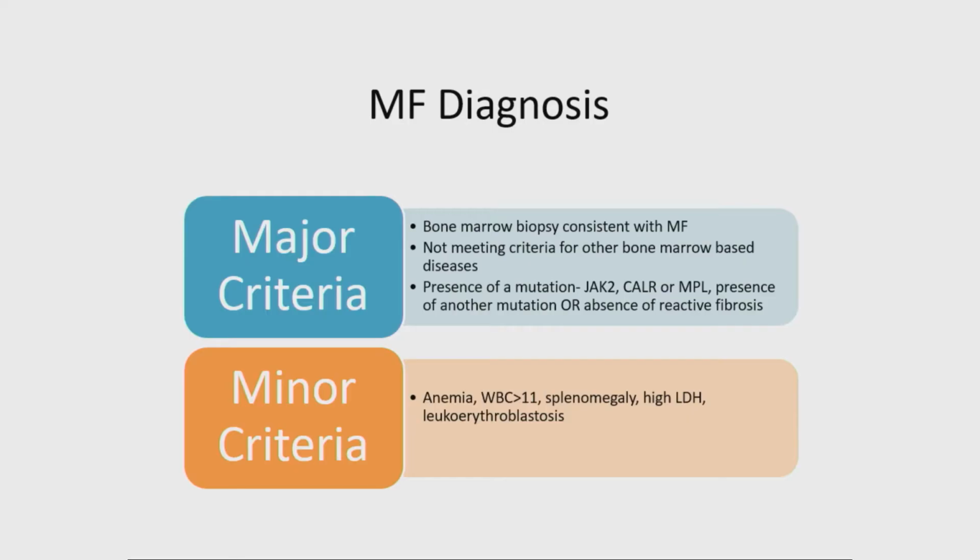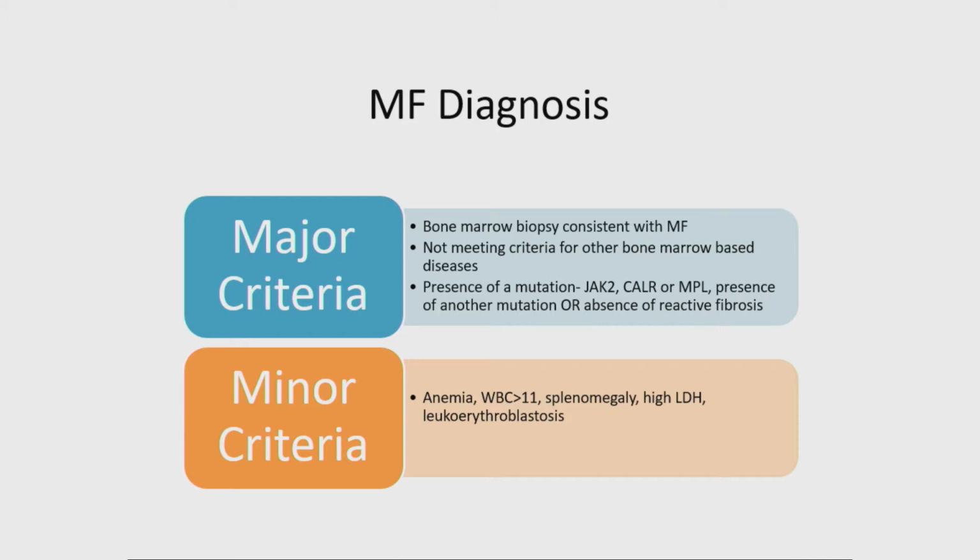So myelofibrosis is diagnosed with a bone marrow biopsy. The bone marrow biopsy needs to be consistent with myelofibrosis, mainly that it has scarring, and can't meet criteria for other diseases. And for the most part, patients will have mutations, either a JAK2, a CALR, or MPL, but there's definitely a group of patients that don't have any mutations.